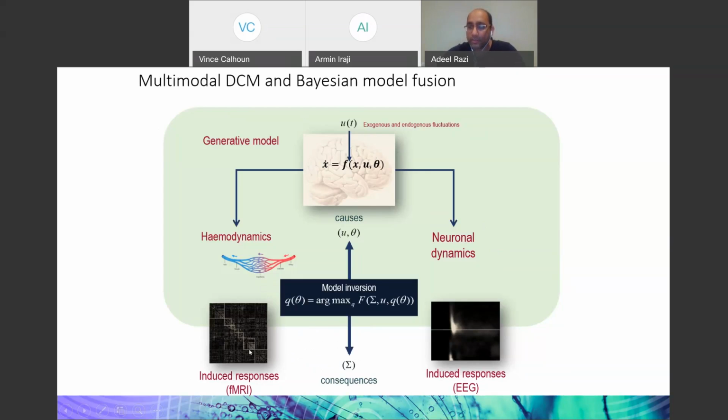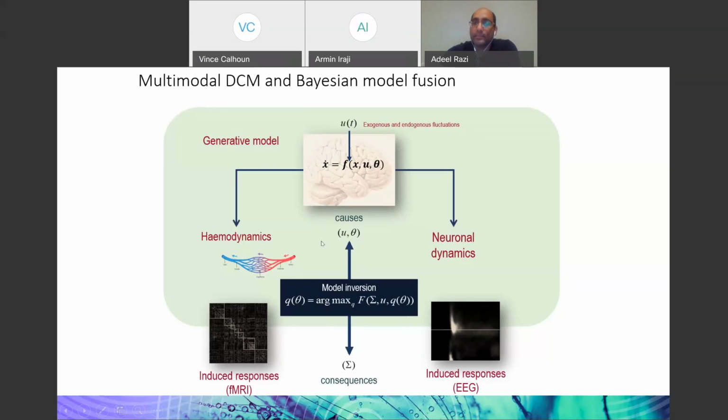An important point here is that for this, you don't have to do concurrent acquisition; rather, these two modalities can be separately acquired in the same subject or separate subjects, but we can then use our modeling approach, the generative model, to fuse them together. But for that to happen, we have to have the same generative model for both of them, or the same neuronal model, which I'm showing here by x, as I previously showed you, as the first order differential equation, let's say this function f.